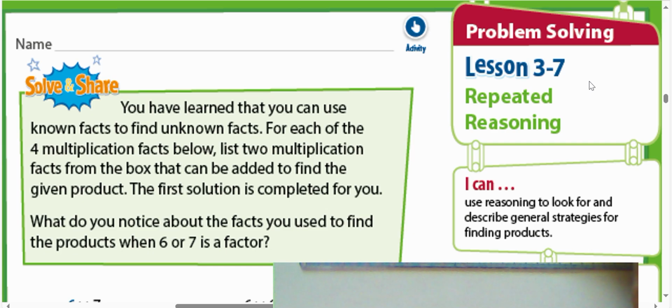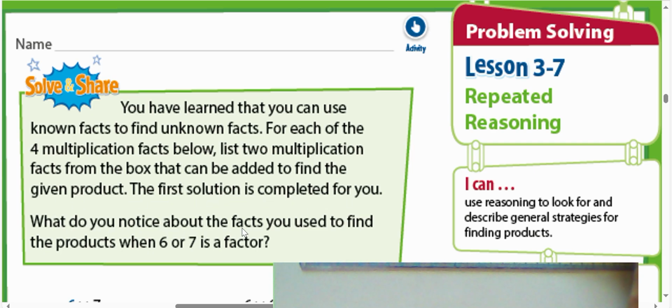Today we'll explain lesson number 7, topic 3, repeated reasoning. We can reason to look for and describe general strategies for finding products. Solve and share. You can learn that you can use known factors to find unknown factors. For each of the multiplication facts, use the 2 multiplication facts from the book that can be used to find the given product. The first solution is completed for you.